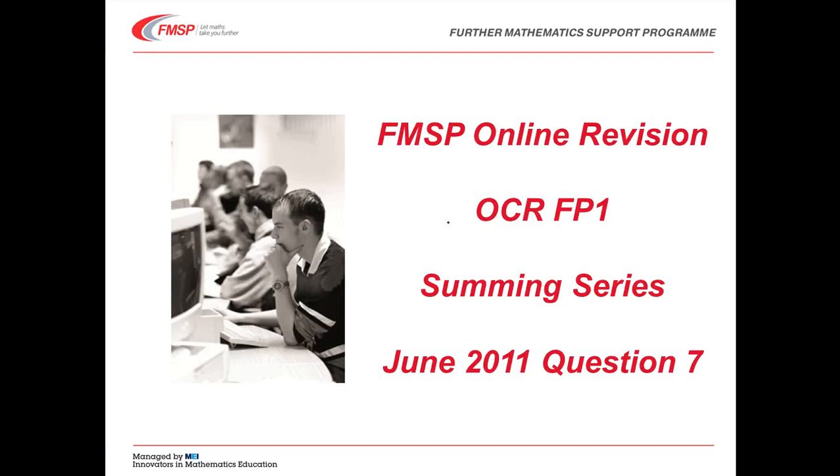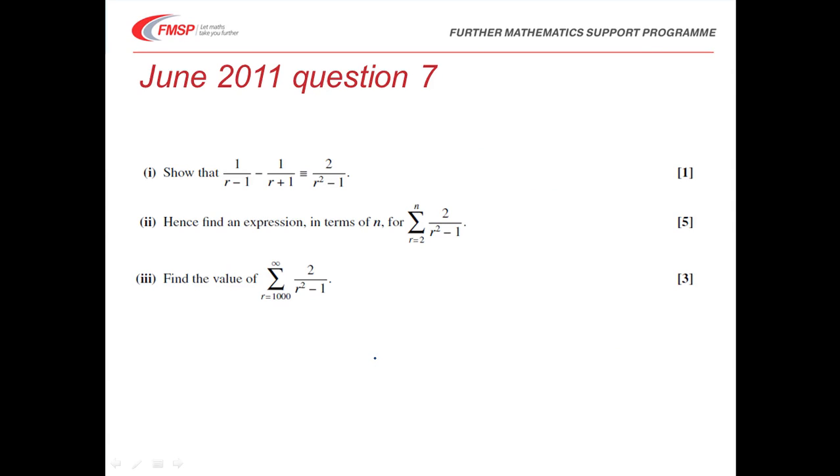This session is for OCR FP1, the topic is Summing Series, and we're doing June 2011, question 7. If we start by looking at the three parts of the question, the first part we're asked to show that 1 over r minus 1 minus 1 over r plus 1 is the same as 2 over r squared minus 1.